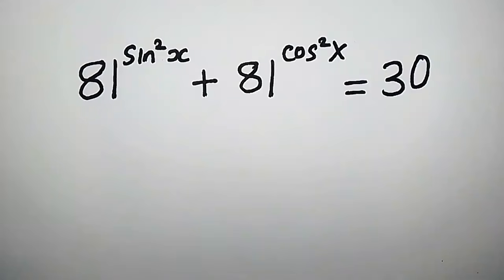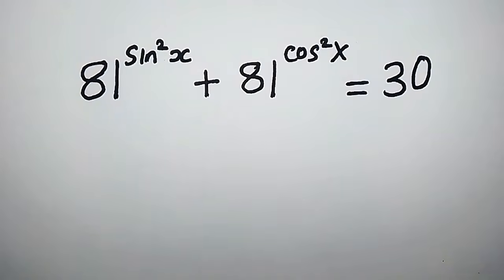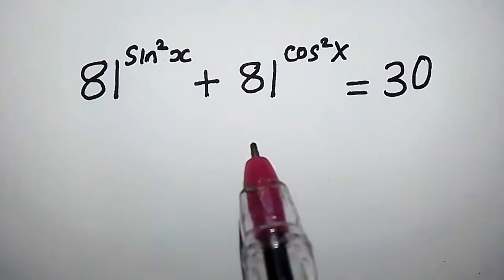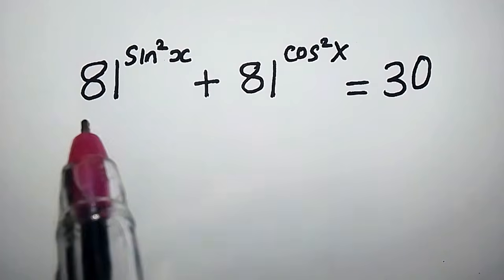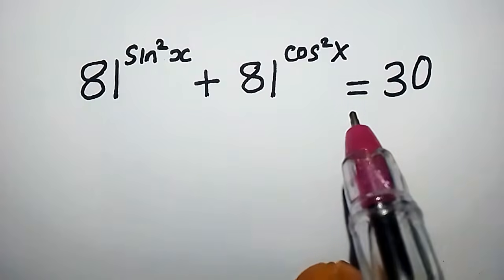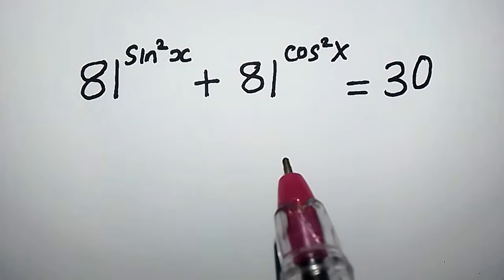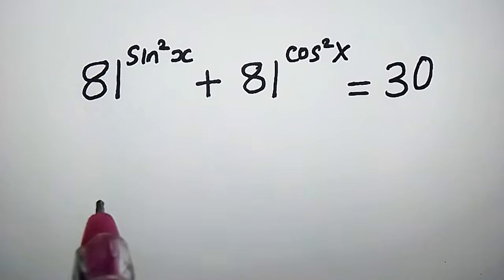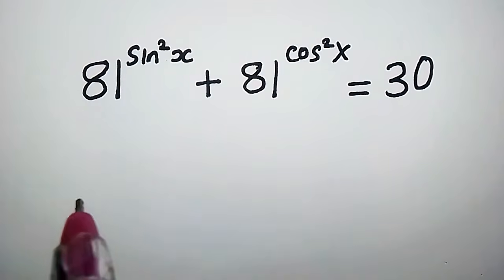Hello everyone. In this video, we are going to be solving a very nice trigonometric equation. 81 raised to sine square x plus 81 raised to cos square x equal to 30. We are to find the value of x. First, let us rewrite 81.